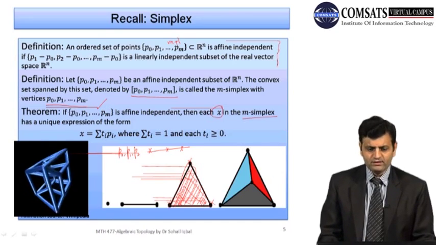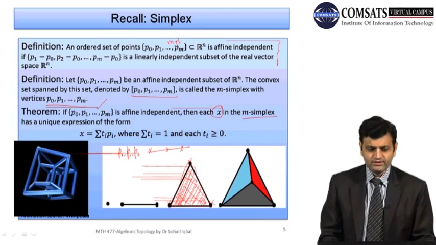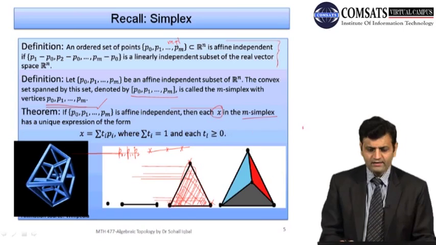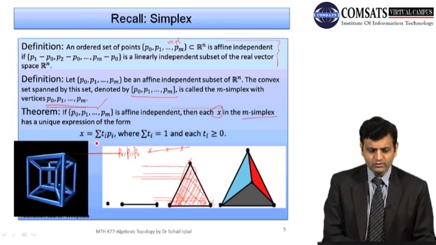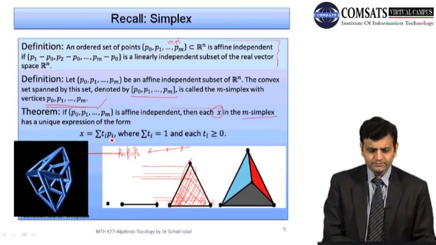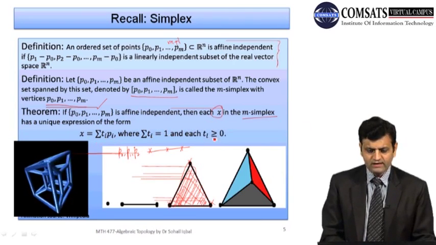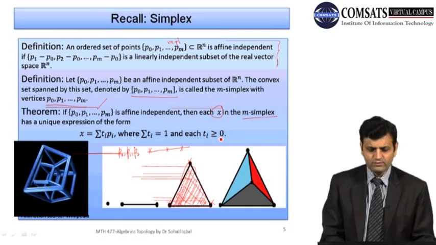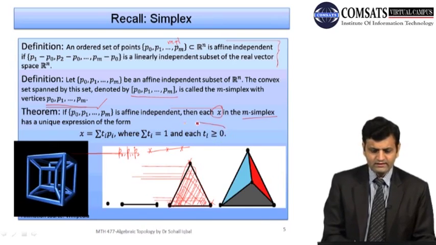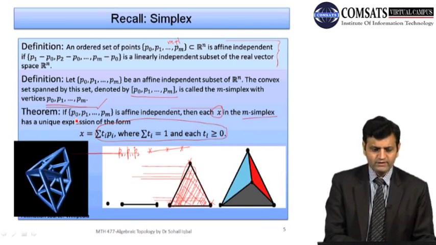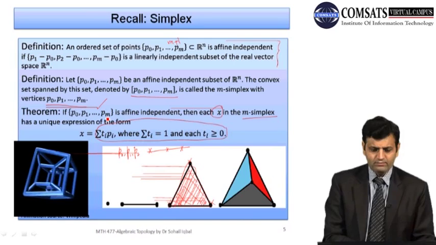So in other words, the smallest convex set generated by or containing the elements p0, p1 up to pm has elements of the form sum of ti pi, where the sum of ti is equal to 1 and each ti is greater than or equal to 0. So that's the form of the elements of the m-simplex, which is generated by the points p0, p1 up to pm.